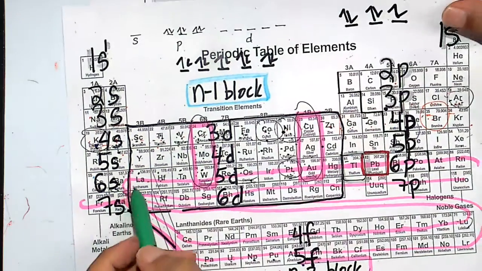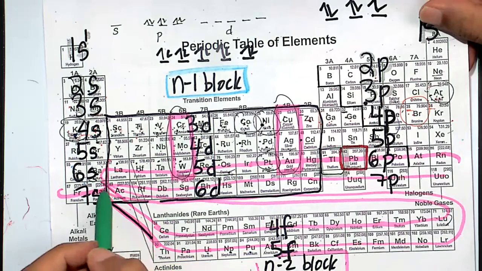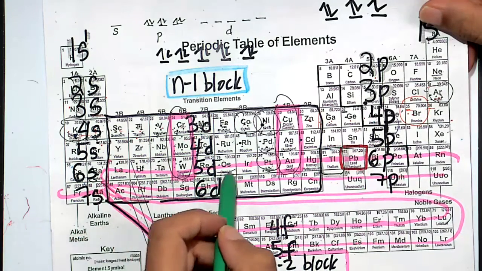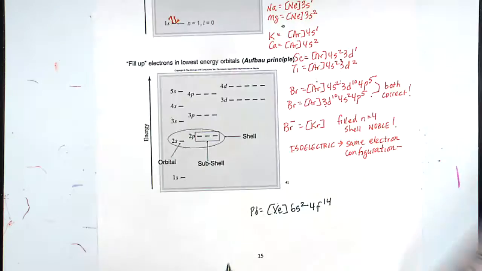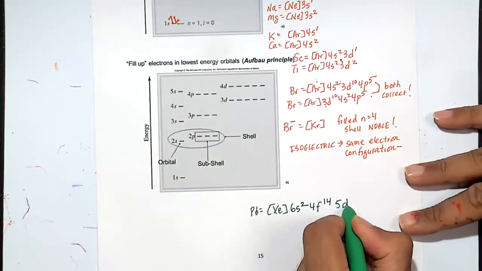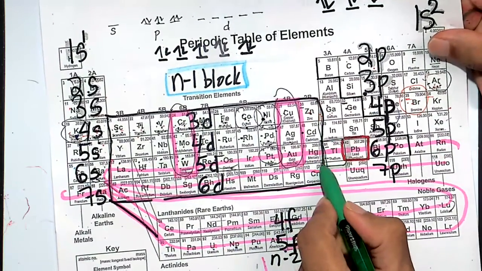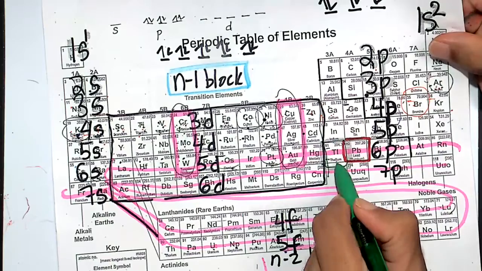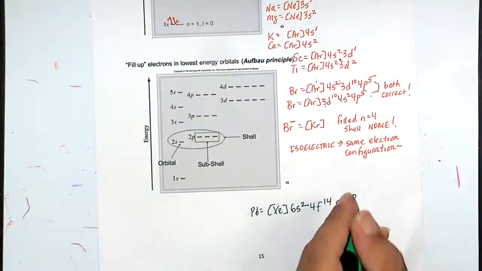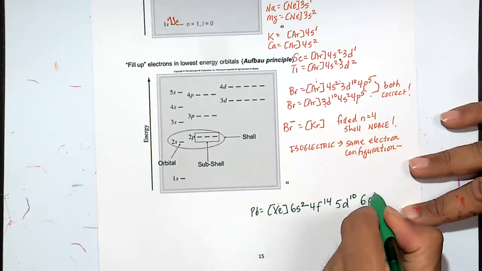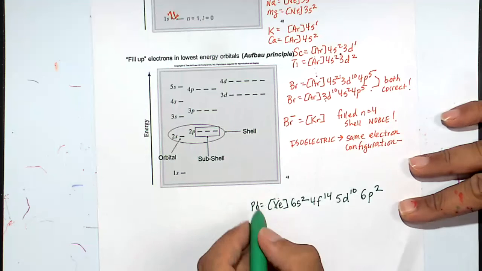Okay, after 6s we fill the 4f. After 4f, where do we go? 5d. All the way up to here is 10, so 5d10. And after 5d10, we go back to 6p, 6p1, 6p2. So that's the electron configuration for lead.